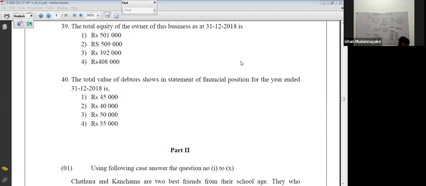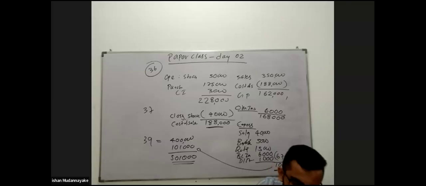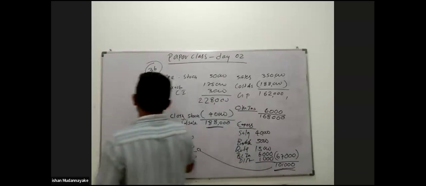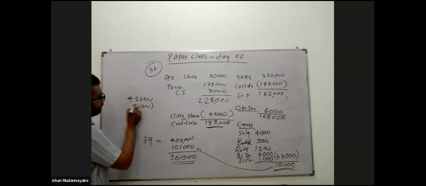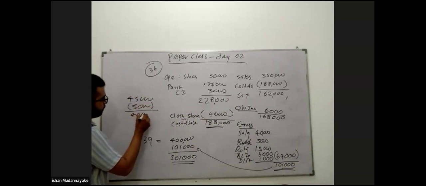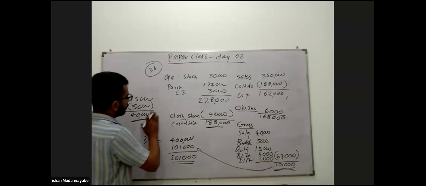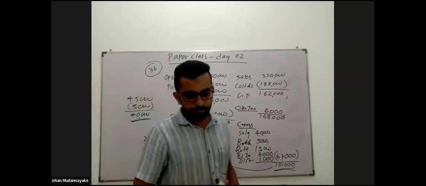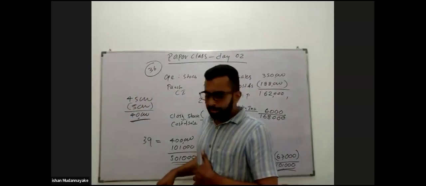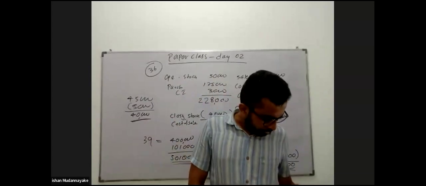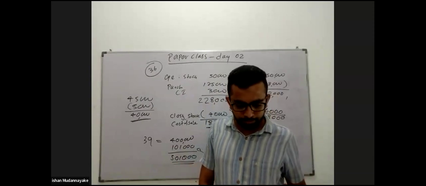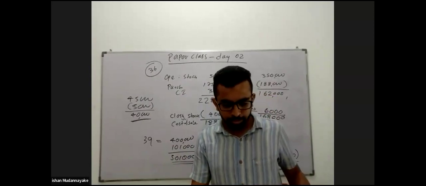Here, debtors balance is how much? 45,000. Then debtors balance minus bad debts written off. You can deduct 5,000 bad debts. Then you can calculate debtors balance 40,000. The debtors balance you need to show in the statement of financial position is 40,000. The answer for question 40 is the second one.